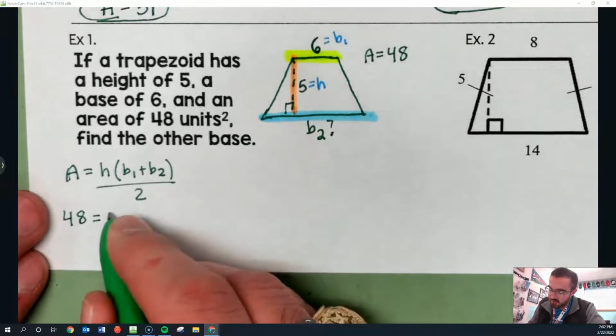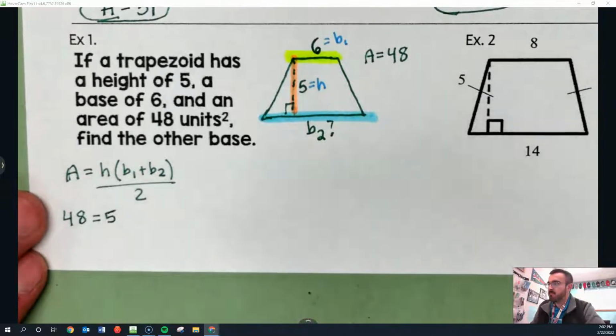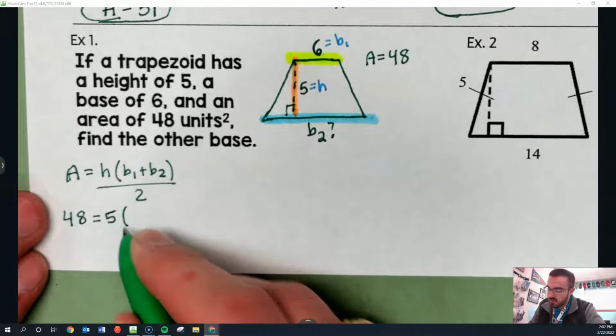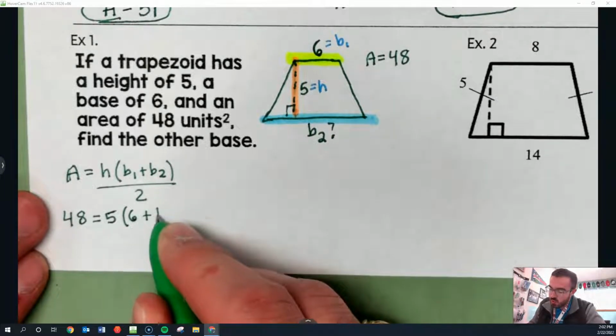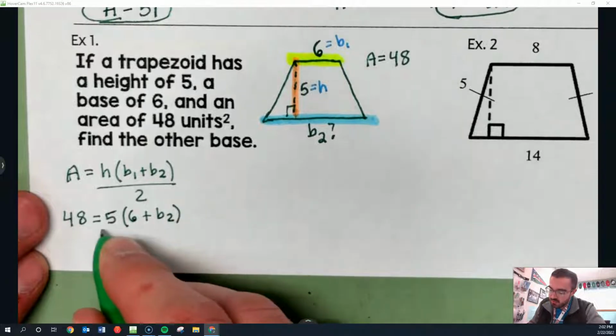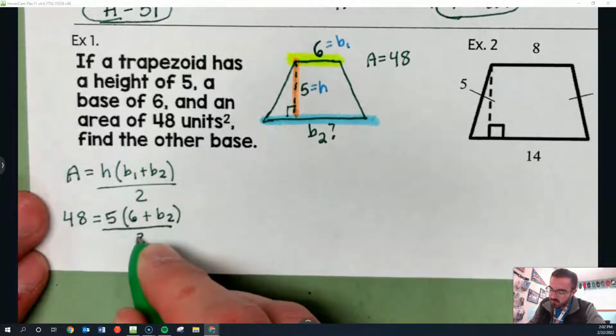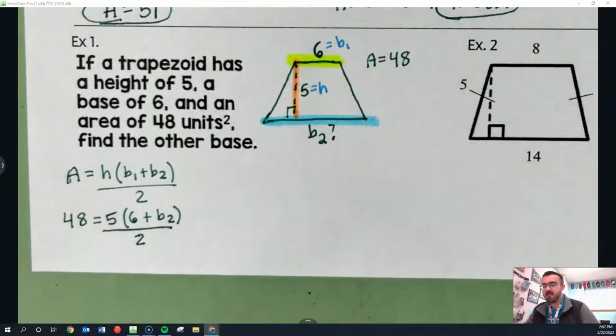What is H? 5. What is B1? 6. Plus B2. We do not know what it is, so let's just call it B2, all over 2. Whew. Getting kind of crazy, huh? Kind of crazy. So in this situation, guys, here's what we have.